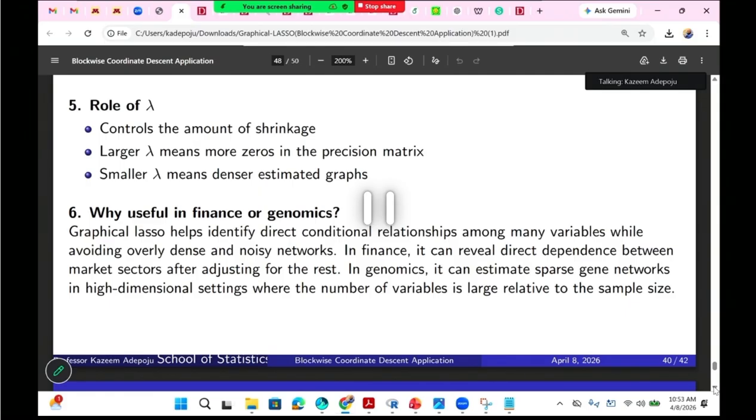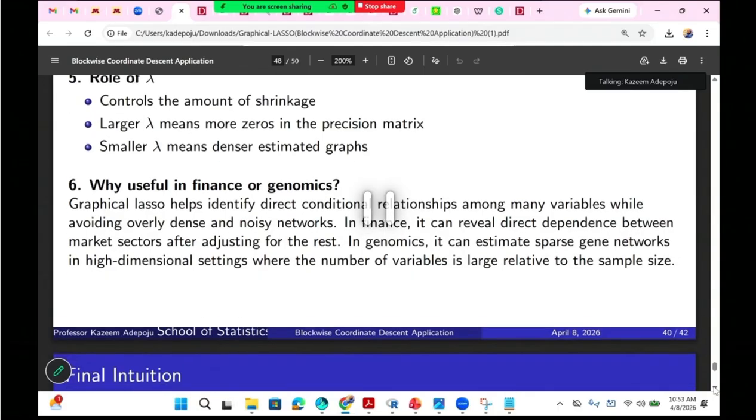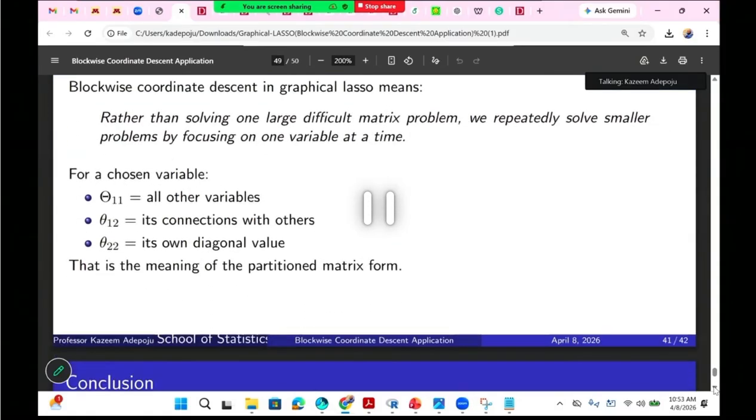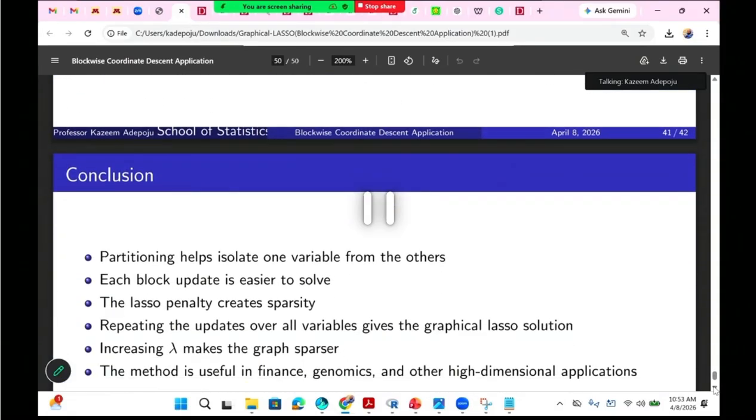So I just wanted you to see that when you have a large value of lambda, you're shrinking more. When you have a smaller value of lambda, you're shrinking less. And of course, all of that has application. I think that is all I have for you.